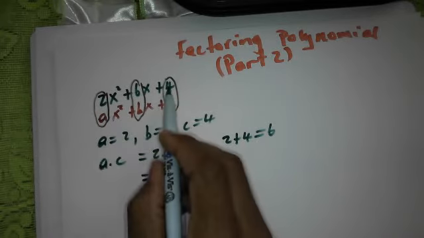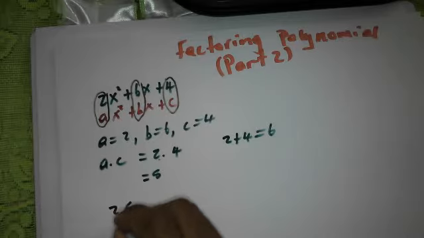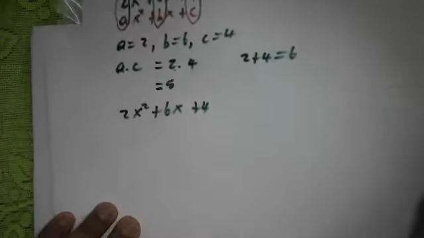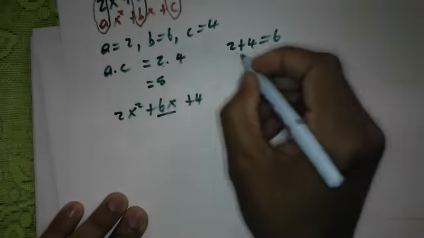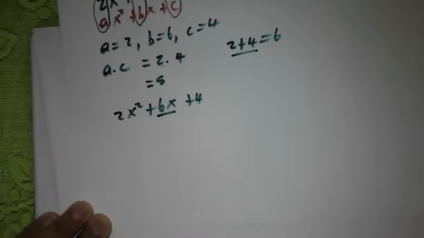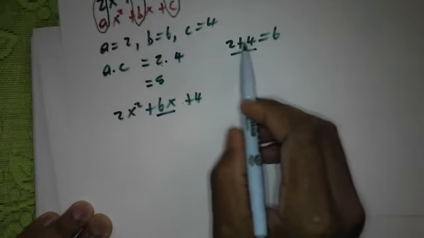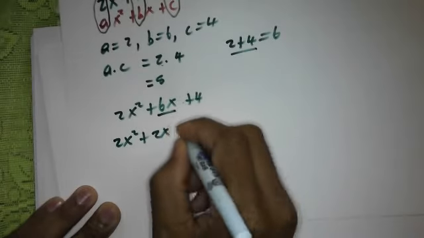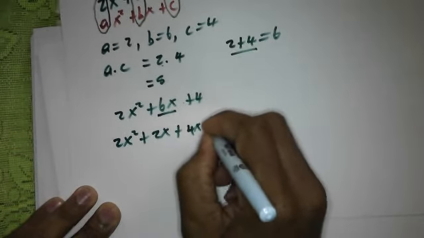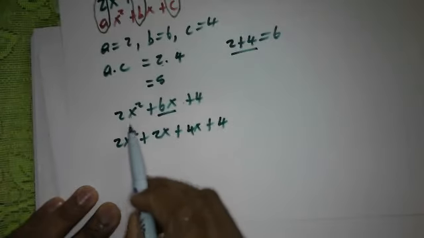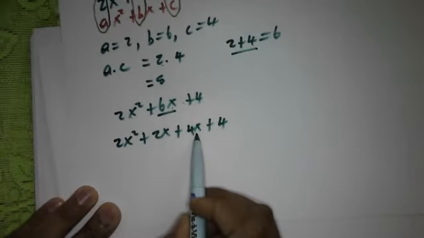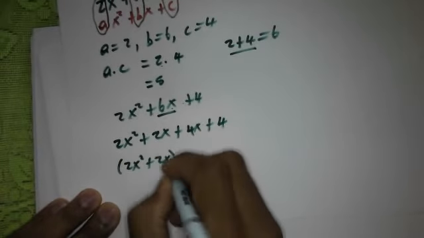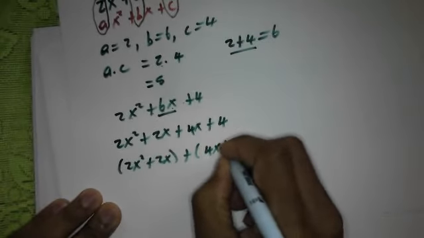So we're going to write our original expression, which is 2x squared plus 6x plus 4. I'm just writing it so you can see it clearly. And we're going to replace our middle term here with the added form of the factors. Because the expression is in terms of x, these are x's. So that would be 2x squared plus 2x plus 4x plus my 4 here. My first two terms go inside the parentheses, plus my last two terms go inside the parentheses together.